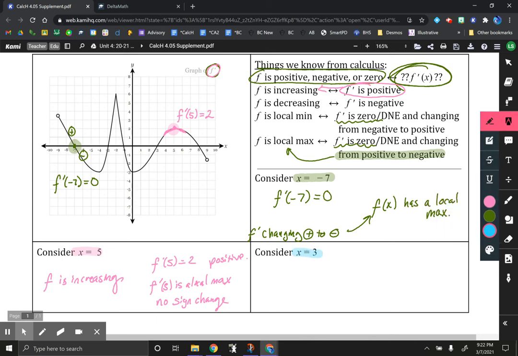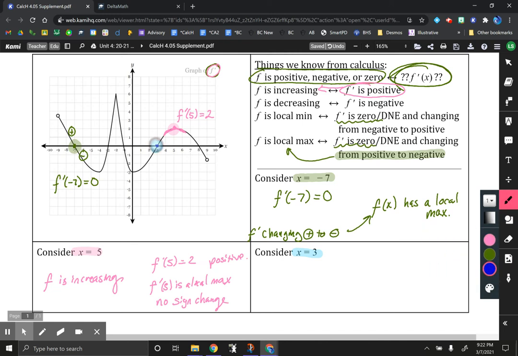Last one is x equals positive 3. So if we look at x equals positive 3 right here, this is the point f prime of 3 is equal to 0. That's what we've got here. Now on this portion of the graph, this is an increasing portion of the graph. So I'm actually going to write that f prime is increasing. And if we look at what kind of values we have before the 3 and after 3, we have negative values before and we have positive values after. So we're changing negative to positive.